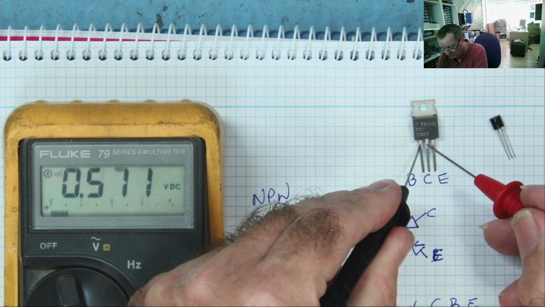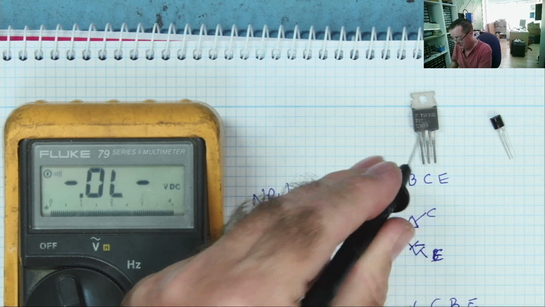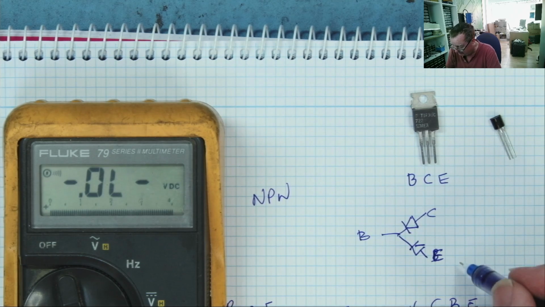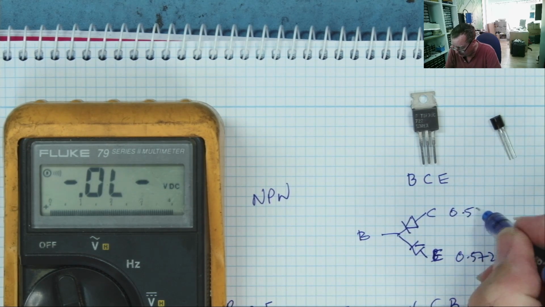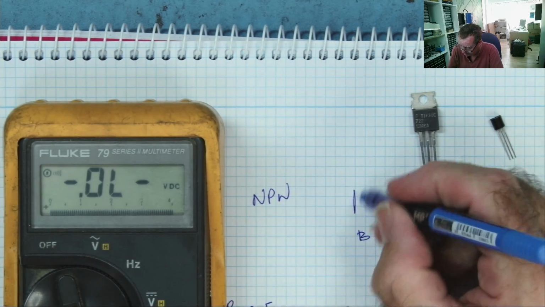0.572, 0.570. Okay, emitter is slightly higher. And the polarity is the opposite, so this is a PNP.